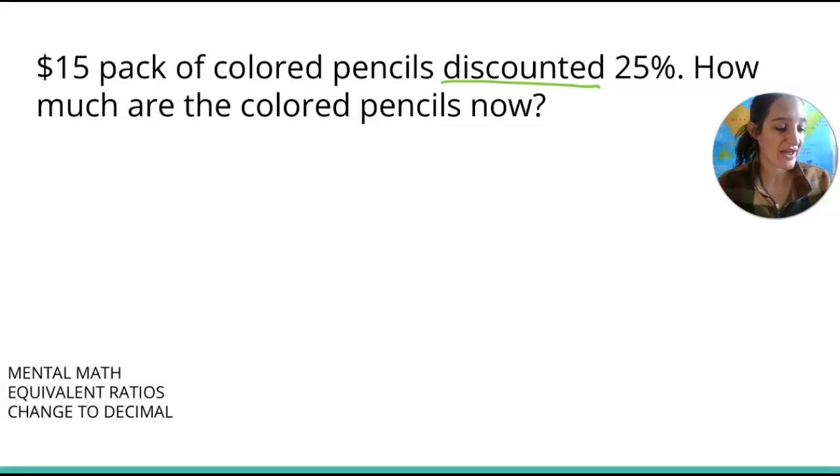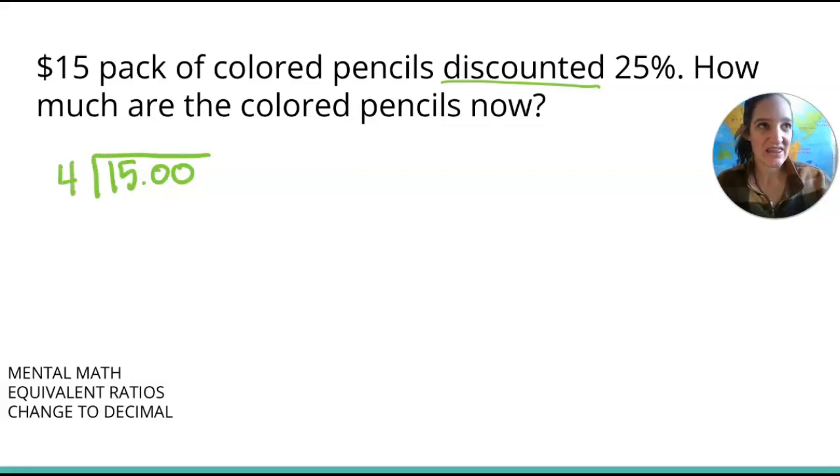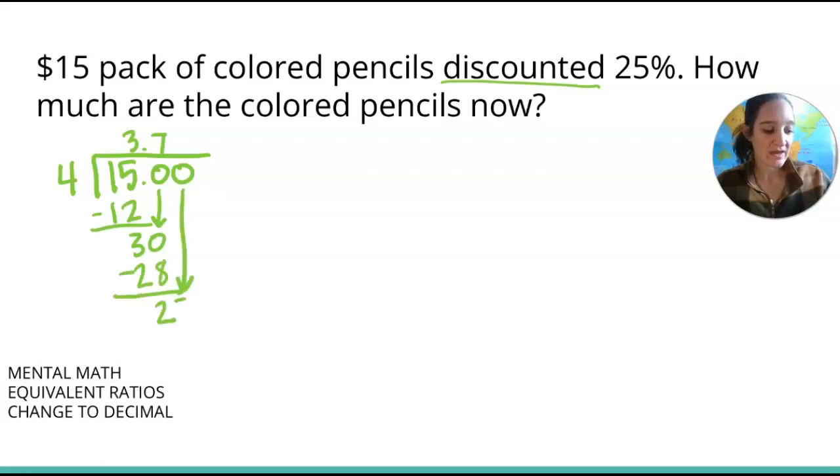The mental math way, 25%, I can do that by dividing by 4, correct? And then that would give me that, which gives me a remainder of 3. Bring down the 0, and now I can do a 7 for 28. Still have a remainder, so bring down another 0. And that will give me 5. So 25% of $15 is $3.75.